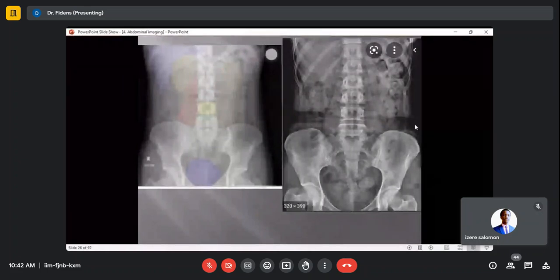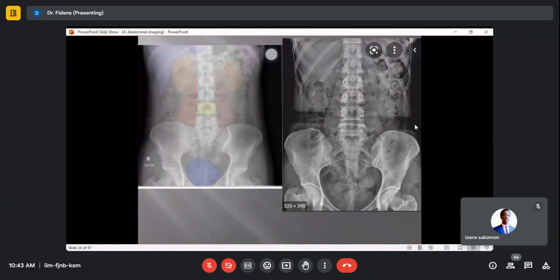Like in these two images, the collimation was not good. Maybe there was peritoneal irritation, the cause of that pain.